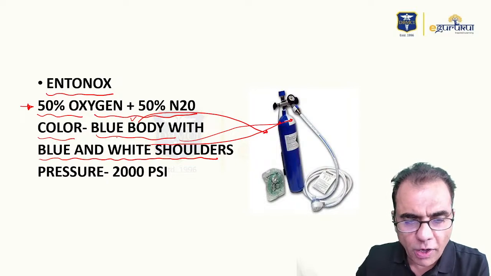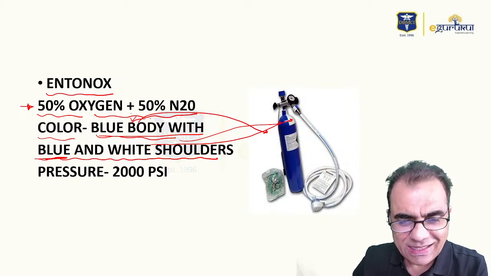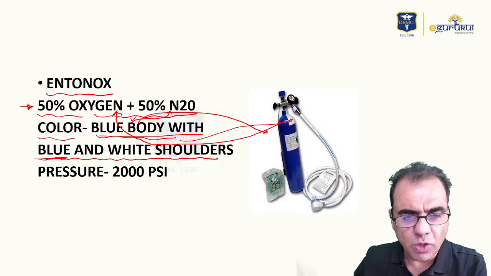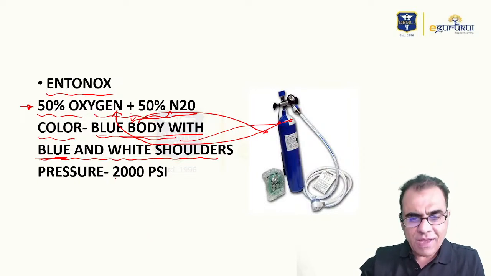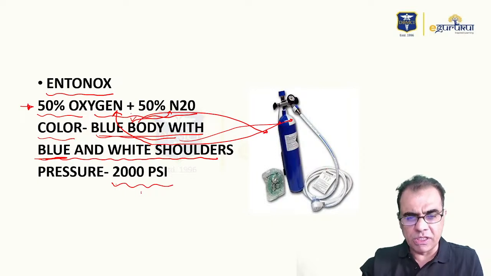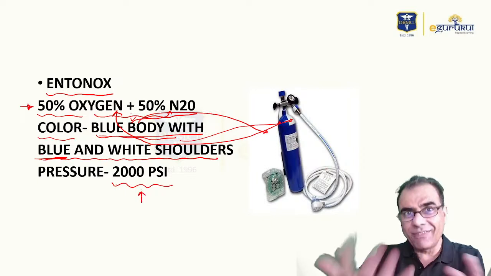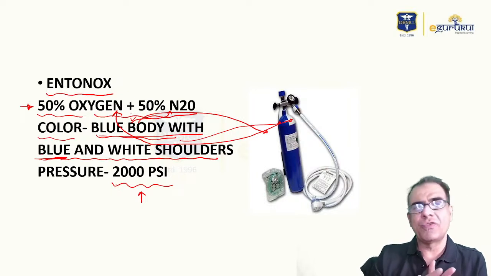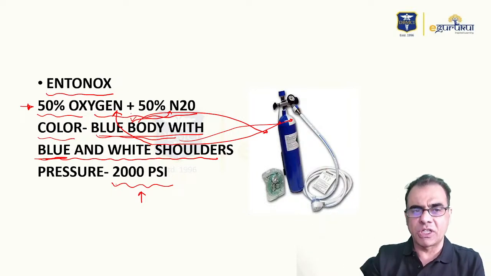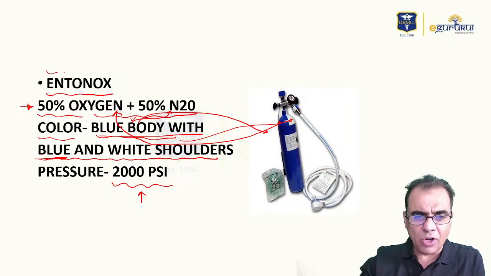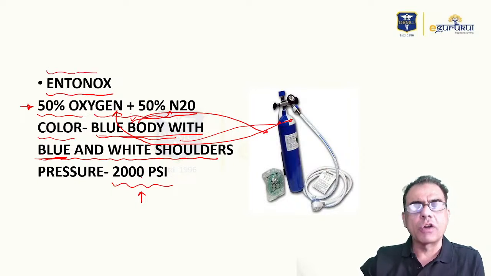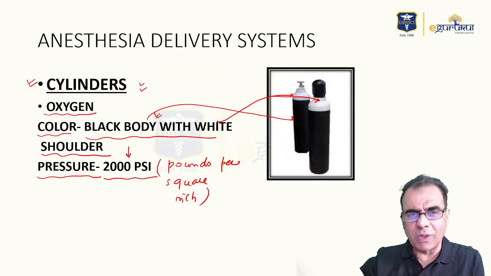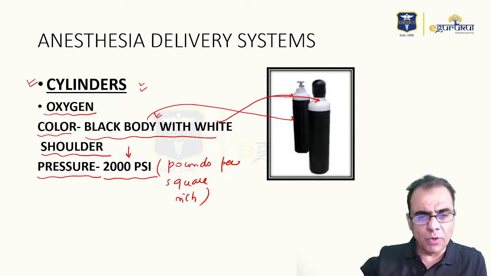So this blue body with blue shoulders indicates nitrous oxide, while white shoulders indicate oxygen, and the pressure is the same as that of oxygen, that is 2000 psi. And why it happens, very well known. This is a simple rule of physics: when you mix gases with different pressures, the combination always exhibits the pressure of the higher gas, and that is why Entonox is exhibiting the pressure of oxygen, that is 2000 pounds per square inch. So these are the three most important cylinders that you should know.